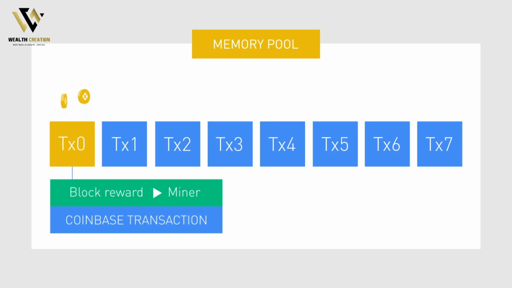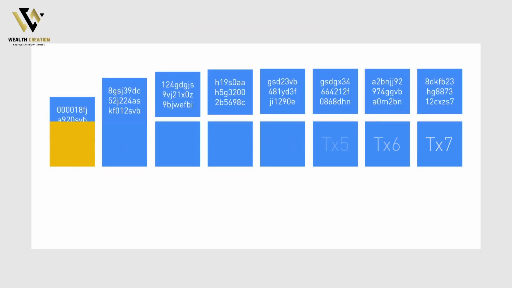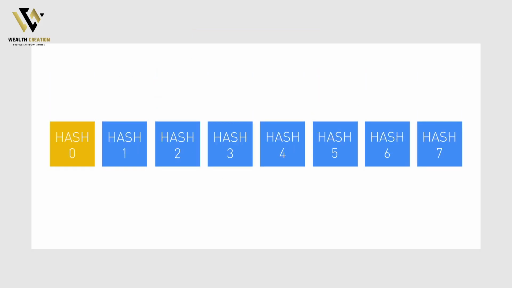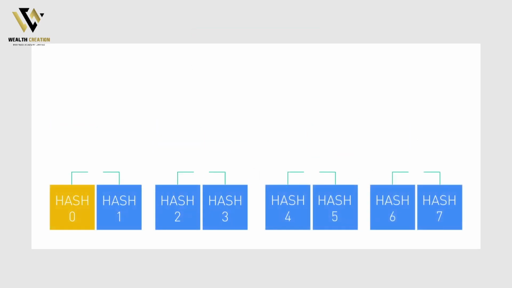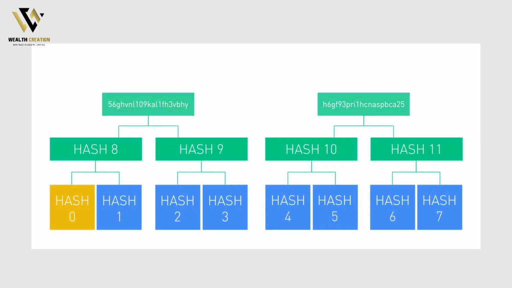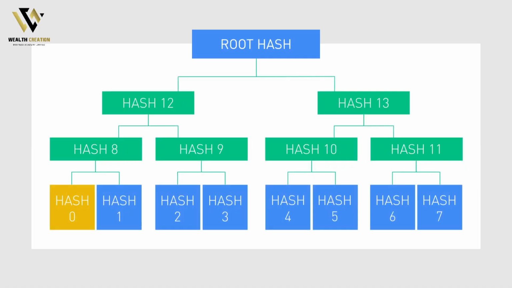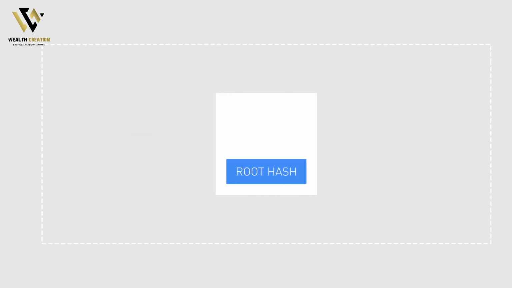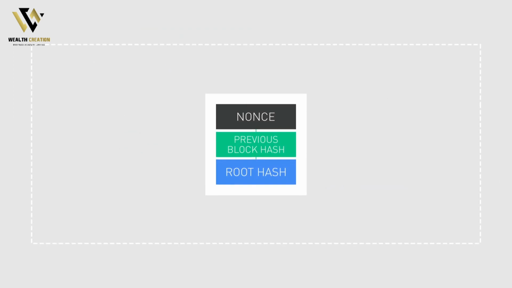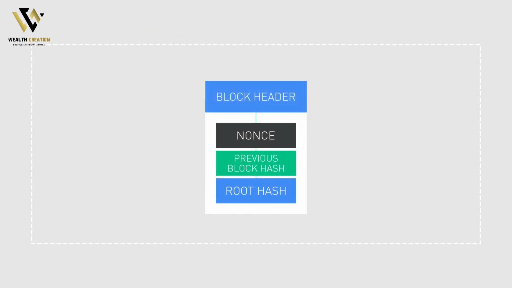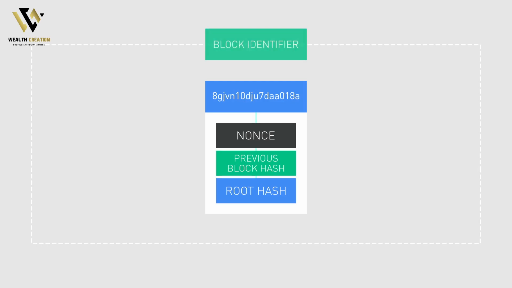After every transaction is hashed, these hashes are then organized into something called a Merkle tree, or a hash tree, meaning that the hashes are organized into pairs and then hashed again until the top of the tree is reached, also called a root hash, or a Merkle root. The root hash, along with the hash from the previous block, and a random number called a nonce, is then placed into the block's header. The block's header is then hashed, producing an output that will serve as the block's identifier.